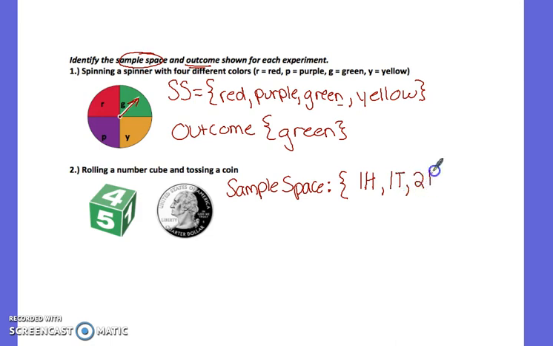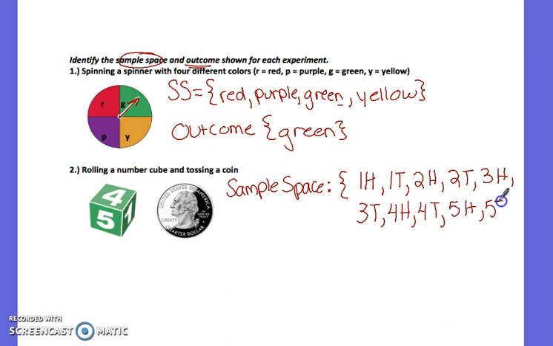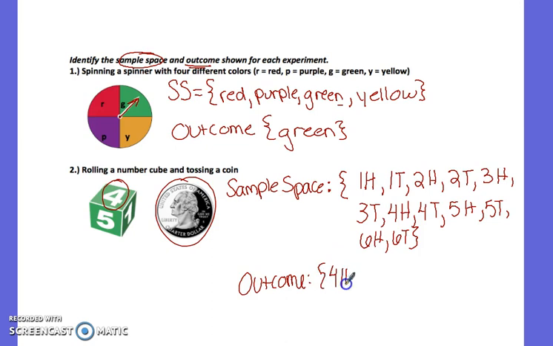Or you could have rolled a 1 with a tail. You could have rolled a 2, flipped a heads. You could have rolled a 2 and flipped a tails. You could have rolled a 3, flipped a heads. You could have rolled a 3 and a tail. You could have had 4 and heads, 4 and tails, 5 and heads, 5 and tails, 6 and heads, 6 and tails, and end your bracket. Those are all the possible options. This specific outcome was a 4 and a head, so the outcome was 4 heads.